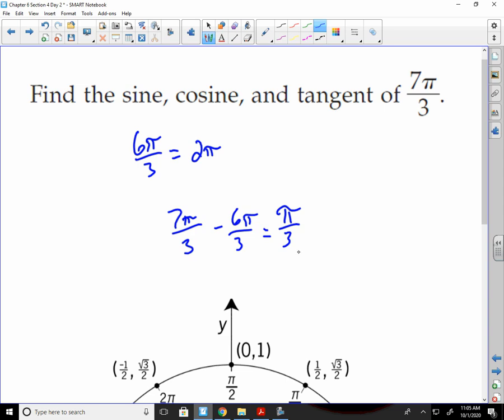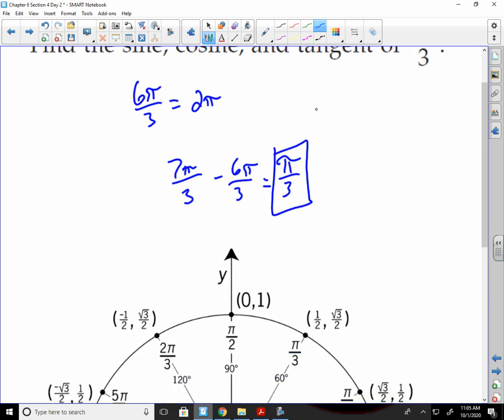That's what it is. All right, so I got pi over 3. Now to find my sine, cosine, and tangent, that's a lot easier because I can just look at my unit circle. Pi over 3, that's going to be 1/2 for the cosine. Remember, the cosine is just the x values. So cosine of 7 pi over 3 equals 1/2, sine of 7 pi over 3 equals root 3 over 2.